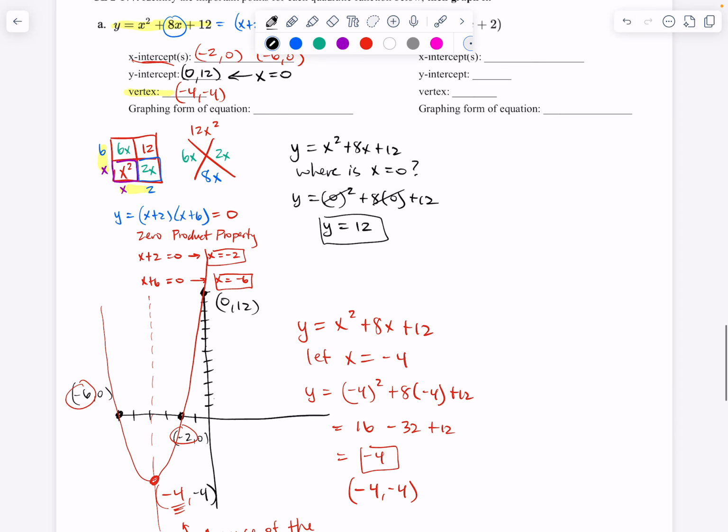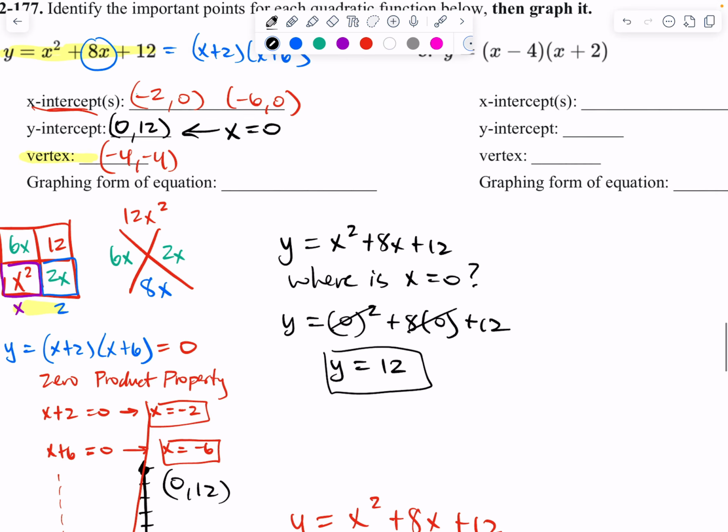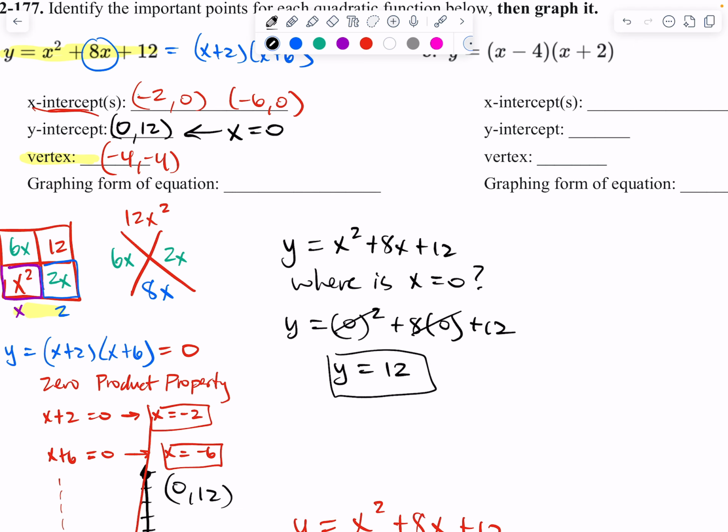All right, I have all of my points, and now I'm just going to work backwards. The graphing form of the equation is always y equals a times (x minus h) squared plus k. And this is telling me that h is equal to -4 and k is equal to -4. So I'm going to write this with my h and k. So y equals (x minus -4, which is plus 4) squared, and then -4 for my k.